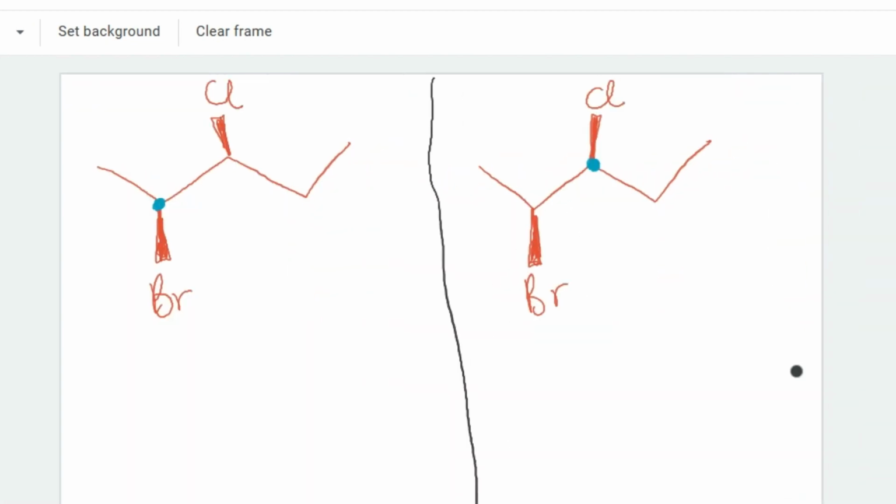So now we are about to start this one. The first thing you have to know is that these two molecules are the exact same. We're going to first of all focus on this first chiral center, which we're going to label A, and then we go to the second one, which we're going to label B.